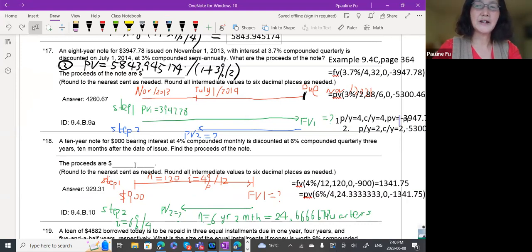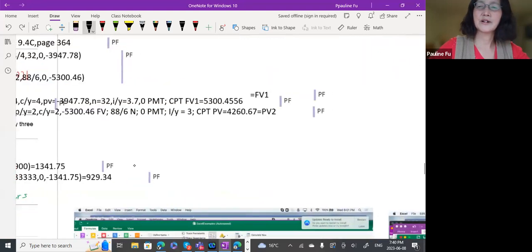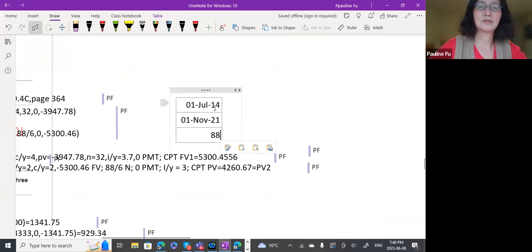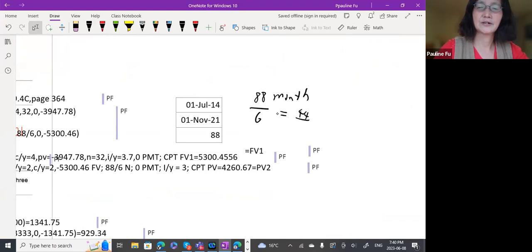88 months equal to how many half years? Divided by 12, no, divided by 6. So just write down the notes here. So 88 months between those 2 days, divided by 6, is how many half years? Well, this 6 is repeating. So 14.6666 quarter. Oh no, we don't need quarter. We need half year.